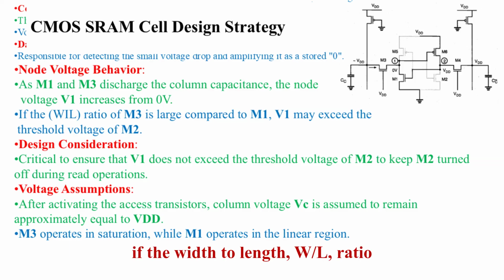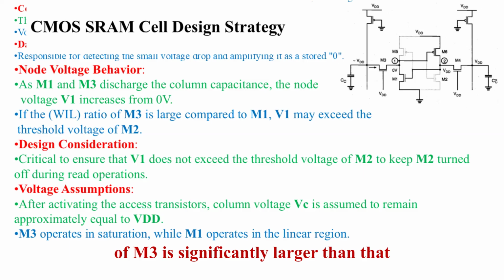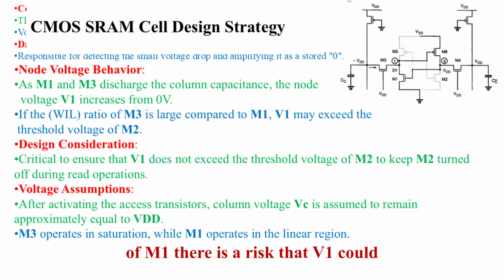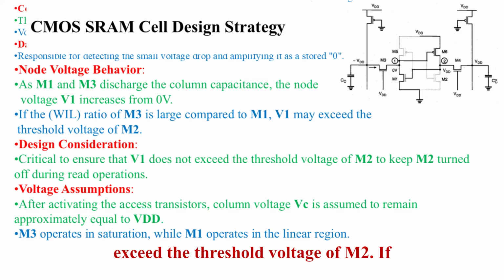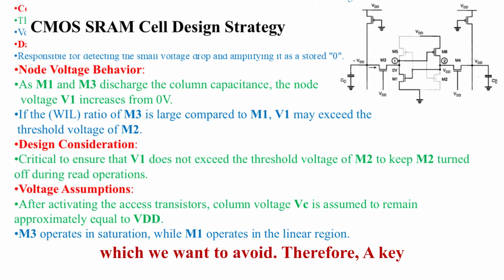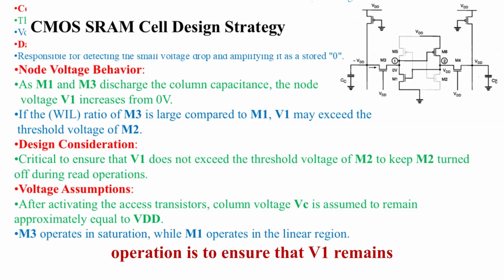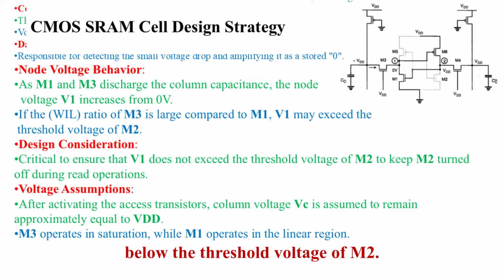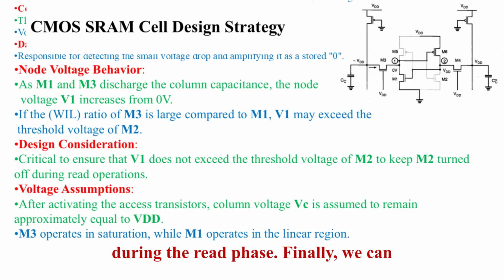However, if the width to length, WL, ratio of M3 is significantly larger than that of M1, there is a risk that V1 could exceed the threshold voltage of M2. If this occurs, M2 could unintentionally switch on, altering the stored state, which we want to avoid. Therefore, a key design consideration for the read operation is to ensure that V1 remains below the threshold voltage of M2. This is vital to keep M2 turned off during the read phase.